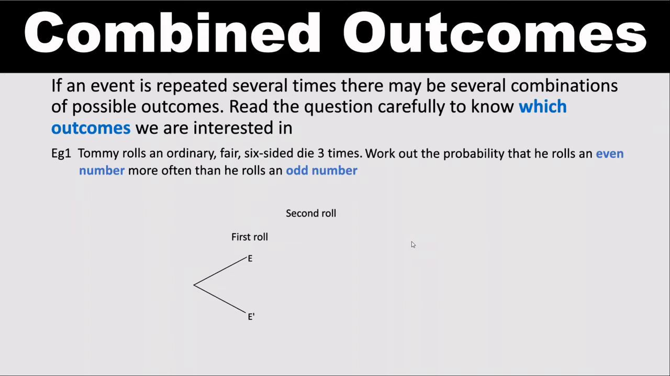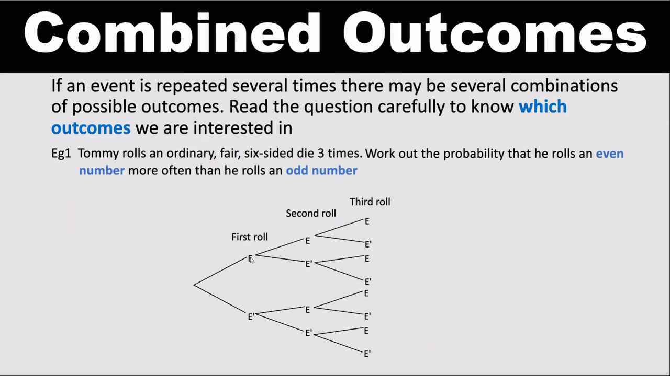On his second roll, again, he might have first rolled an even and then gotten another even, or he might have gotten an odd after that. Or if his first roll was odd, he might have then rolled an even or an odd. You can see the combinations are adding up here. On his third roll, he might have rolled an even or an odd. This combination of outcomes shows that he rolled an even, then an even, then an even. This combination of outcomes shows that he might have rolled an even, then an even, then an odd. And this combination shows an even, odd, and even, and so on. I can show all the possible outcomes like this.